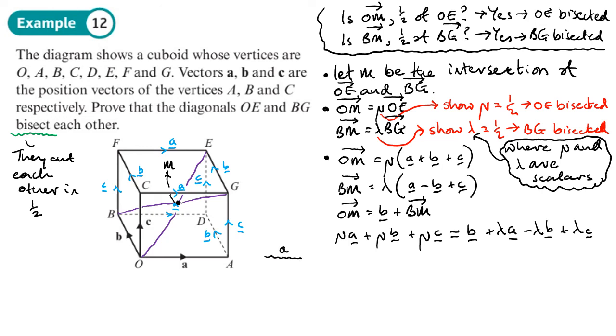So let's look at the coefficients of the A's. On the left I've got mu, and on the right in front of A I've just got lambda. Okay, so I know that they're equal. Let's compare the coefficients of the B's. The coefficients of the B's give me mu on the left, and the coefficient of the B on the right would be 1 minus lambda, because there's a B floating around on its own, and then there's a minus lambda. That should be enough for me to work out what mu and lambda are.